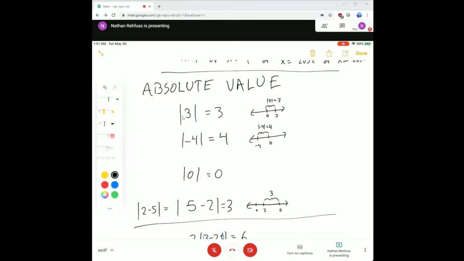So let's talk about absolute value. And I'll just be gesturing along with my mouse as I go through what I've written.